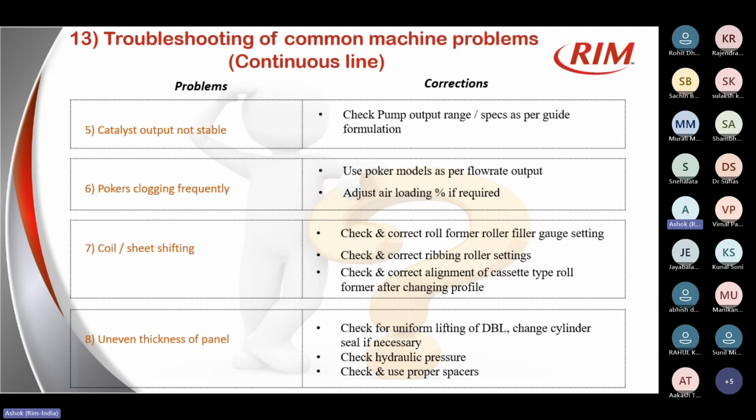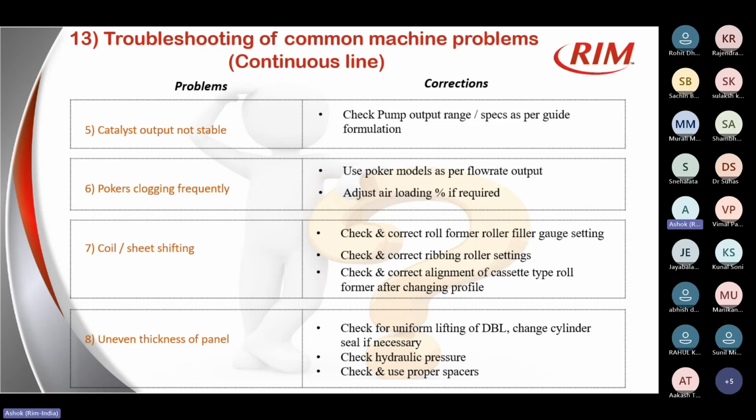Coil oblique metal sheet shifting. This happens related to the tie part, so the metal sheet gets shifted towards either end. In this case, you have to check the roll former settings with the roller, the filler gauge. Check the ribbing roller settings also. If it is pressing too much, it will also reflect into the coil shifting. Also, I have to check the alignment of the roll formers, and if it is cassette type, whether it is aligning properly with the railings.